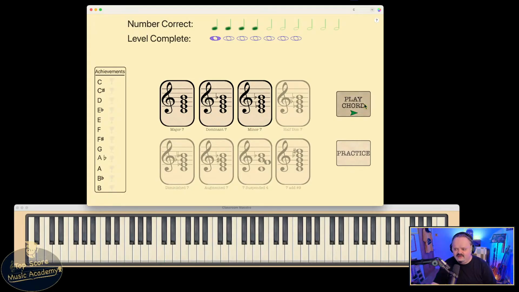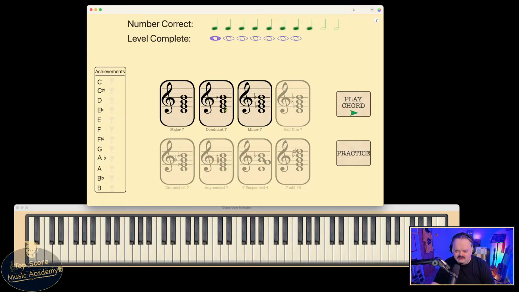And I think that's what we have here. That's the dominant 7th, that one. That's the minor 7th. Major 7th. After a while, you just look for that high note. With the minor. Dominant 7th.